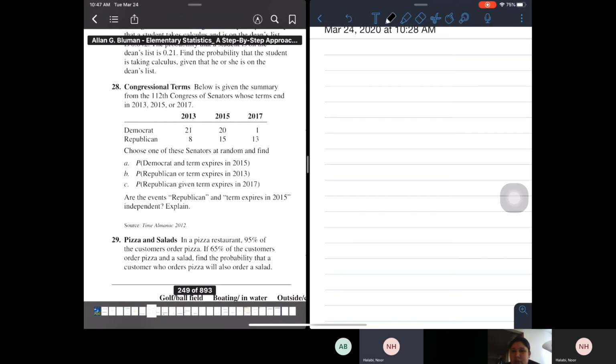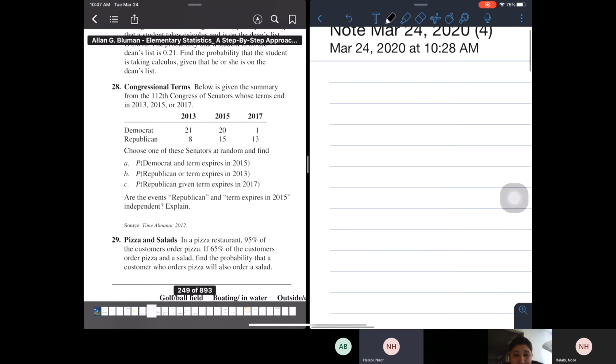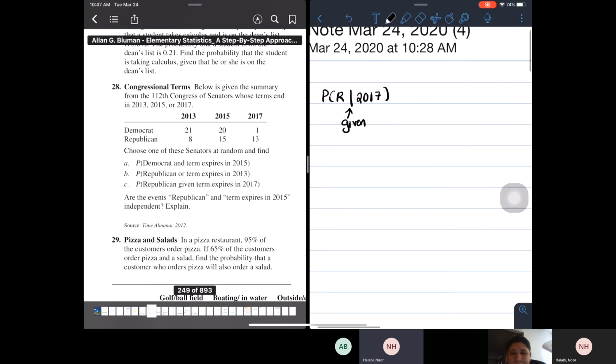So, part C, it says congressional terms. Below is given the summary from the 112th Congress of senators whose terms end in 2013, 2015, or 2017. It says choose one of the senators at random. Find the probability that it is a Republican, given that he exercised his term in 2017. This line right here represents given. That's just notation. So it doesn't look like division, correct?